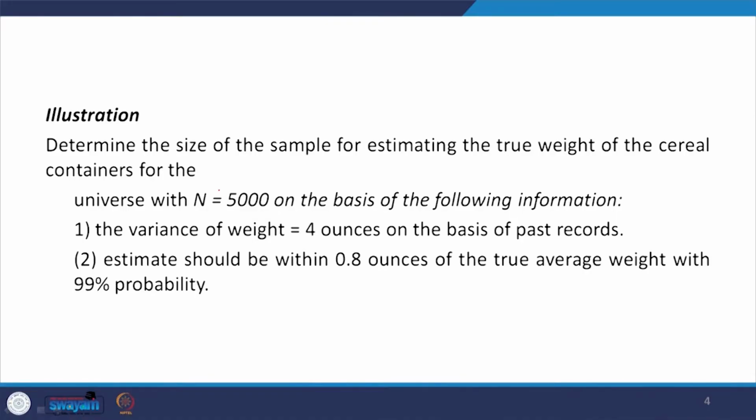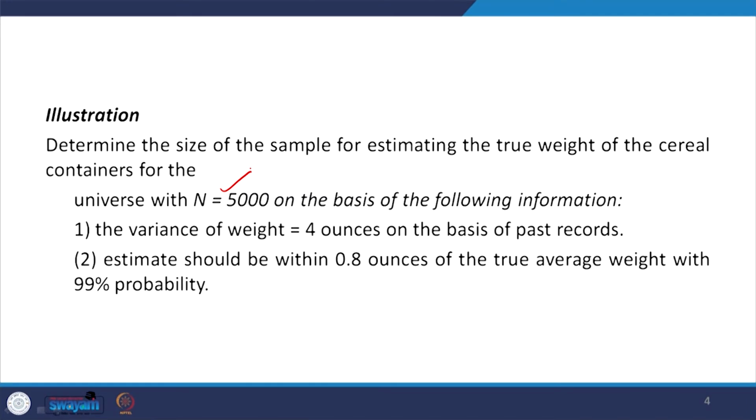Now, I have already discussed this. If the sample size is given and a researcher wants to estimate the true weight of the cereal containers for the sample size of 5000 on the basis of the following information. If the variance in the cereal container weights is 4 ounces on the basis of past records, some past records are taken, because it is very difficult to estimate the present record as you do not know the present population and its estimation. So, some past estimation could be considered as your basis.